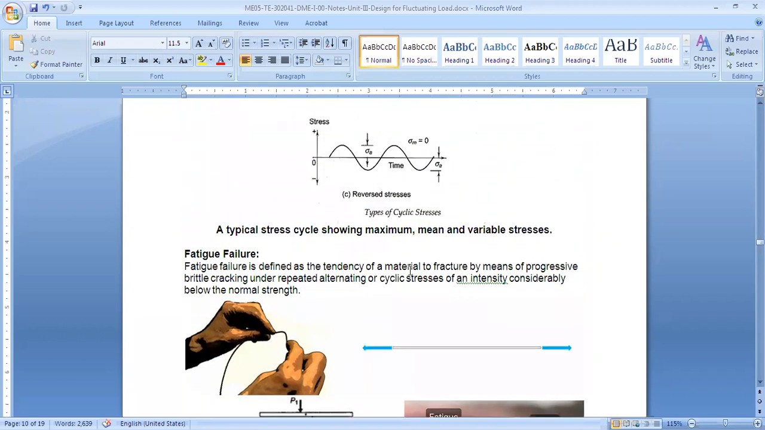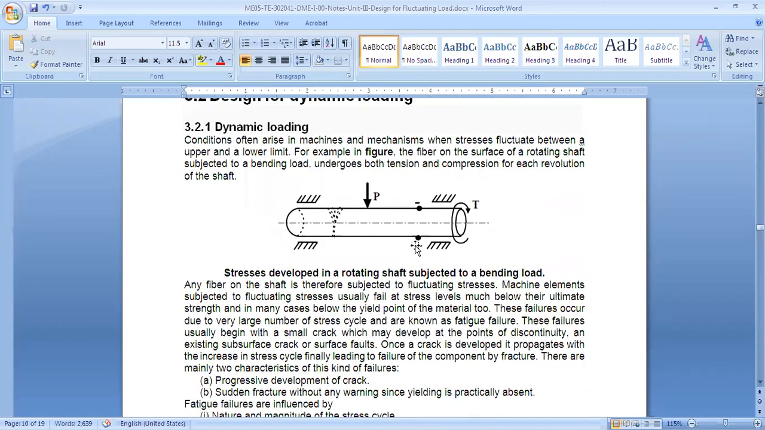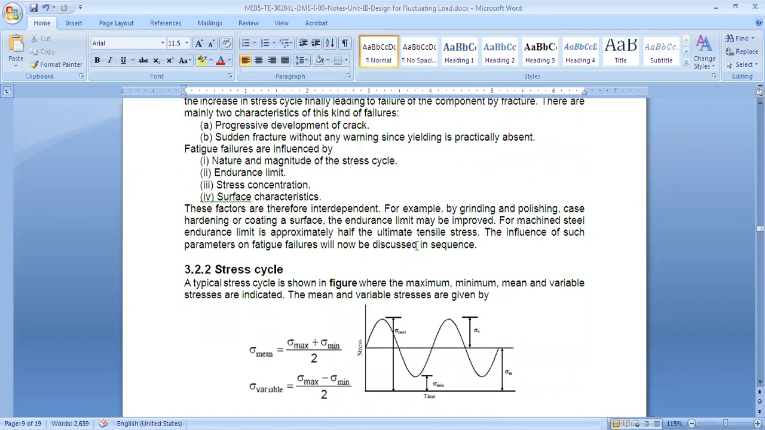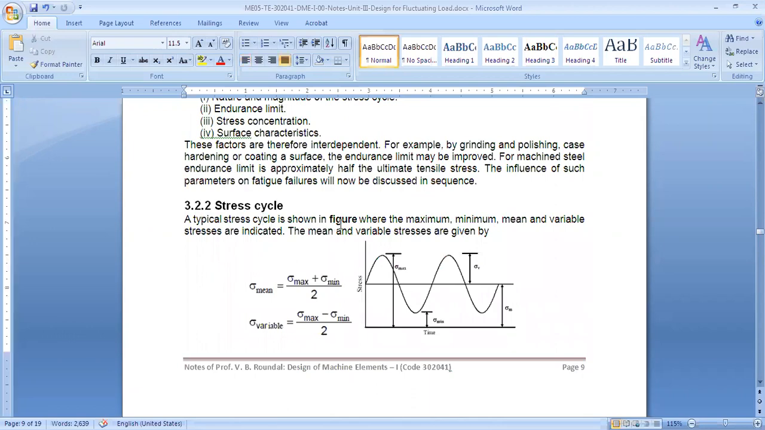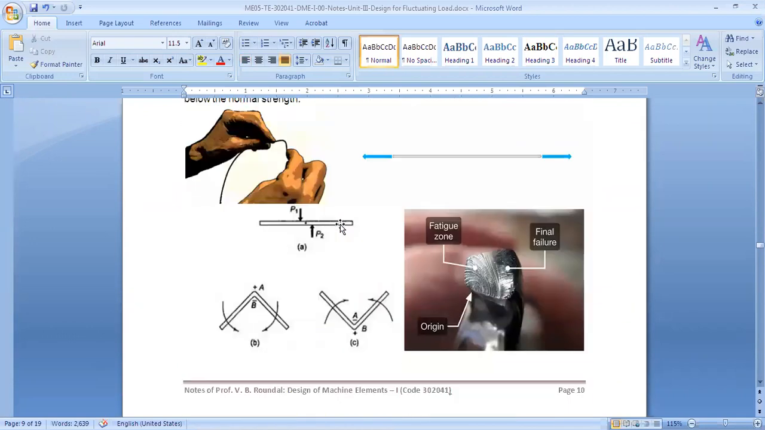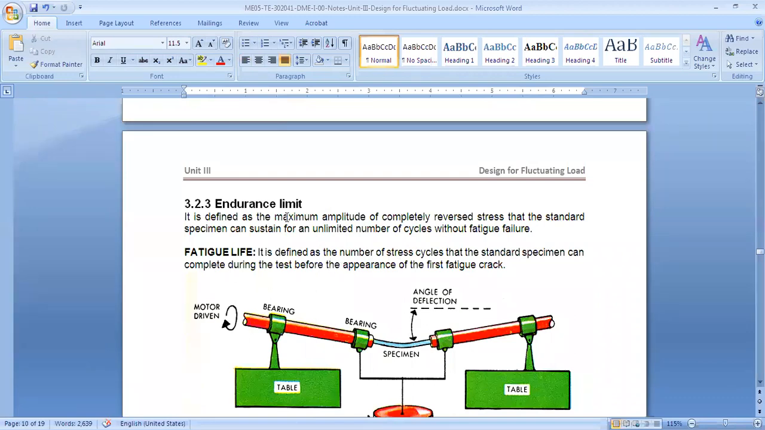Okay, so we talked about fatigue failure. Now you know about fatigue failure and cyclic loading. We'll talk about the different stresses in the cycle in the next lecture, because we are done with the time, and then we'll talk about the endurance limit.